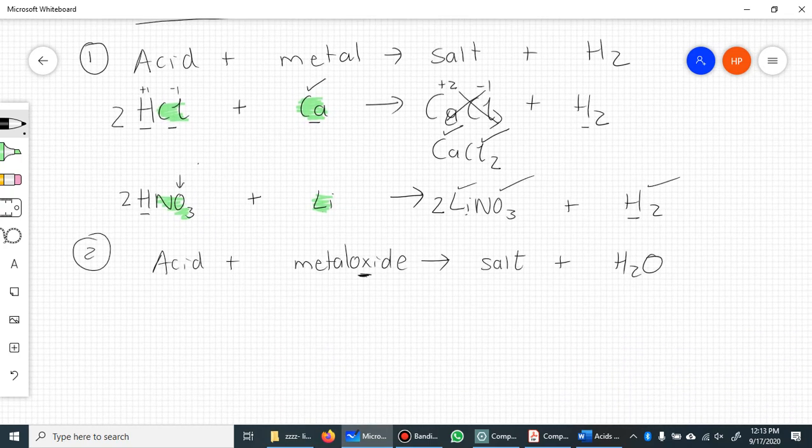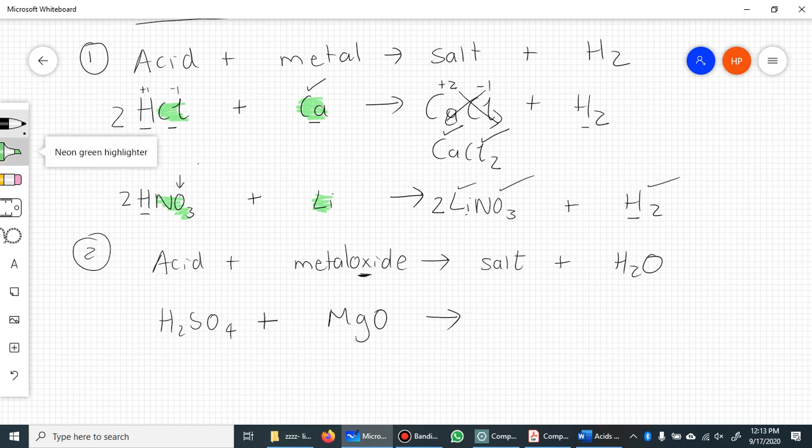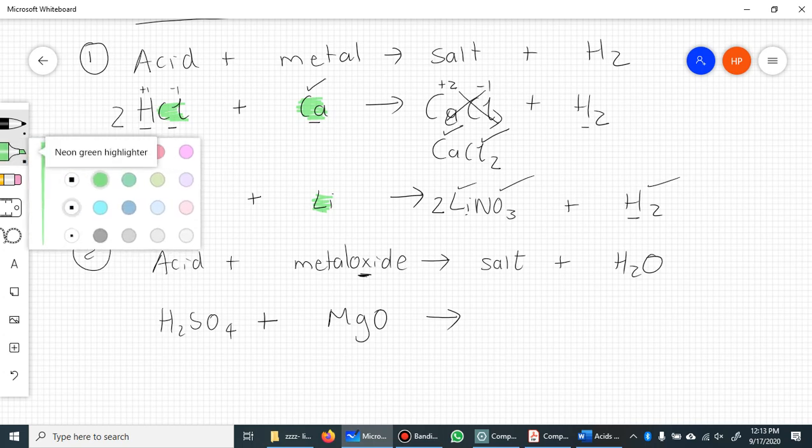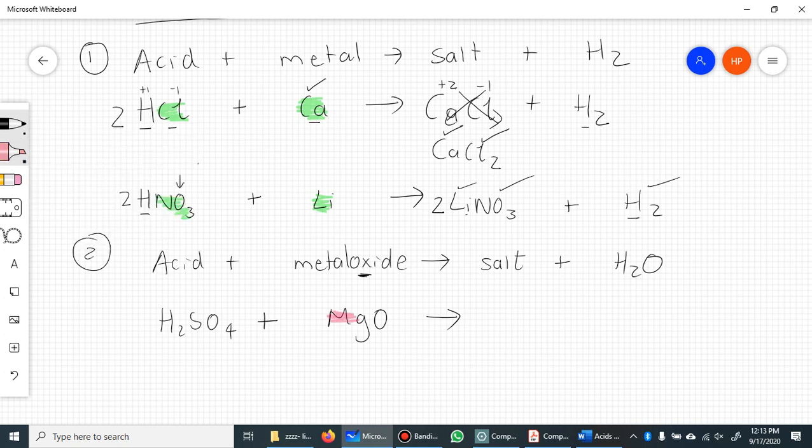Okay, so let's do an example. Every time I'm trying to use a different acid so we get used to all of them. So sulfuric acid plus, let's say, magnesium oxide will give me a salt and water. Now the salt, again, is your metal and the negative part of your acid. So your salt's going to be MgSO4, we'll cross multiply now, plus water.